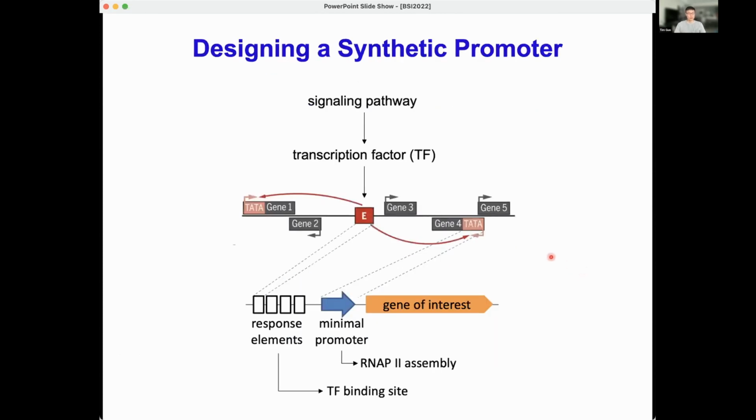So let me give a bit more introduction on what goes into a synthetic promoter. Naturally, transcription regulation is downstream of a signaling pathway that activates a transcription factor, which binds to enhancer response elements that drives the expression of genes. And a synthetic promoter very much takes advantage of these natural components, where we have the response elements that bind to the transcription factor of interest, and this dictates what pathway is going to activate your promoter. Combine that with the minimal promoter that is required for the assembly of polymerase complexes, all of which is upstream of your gene of interest.